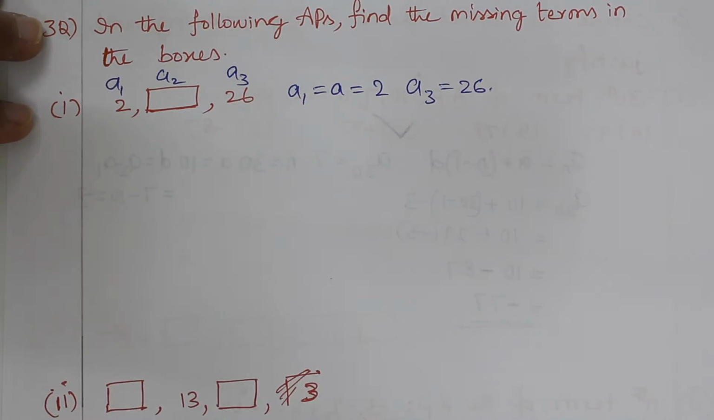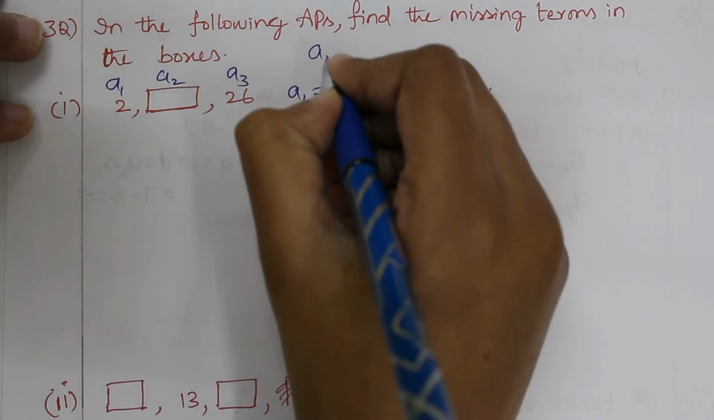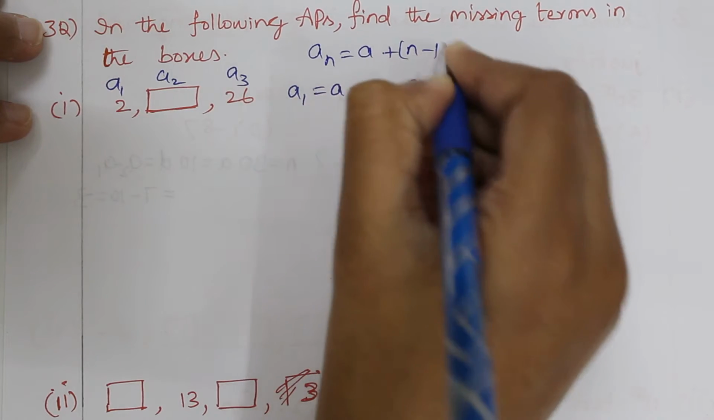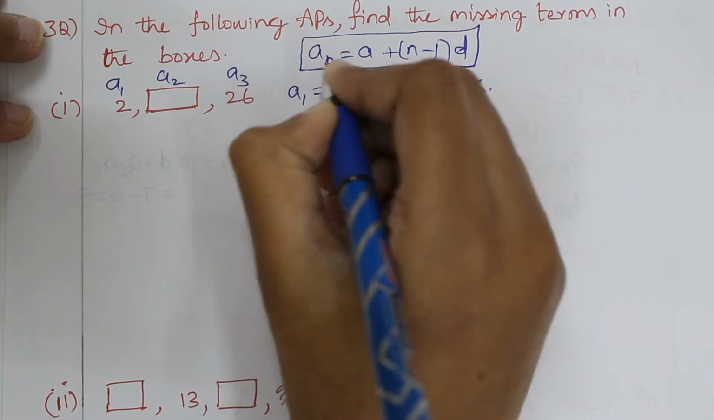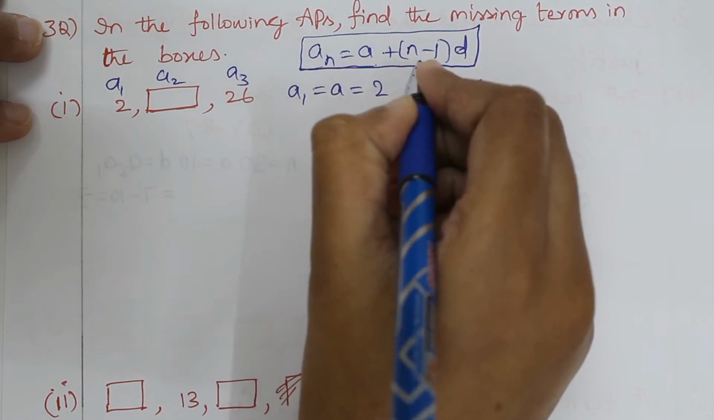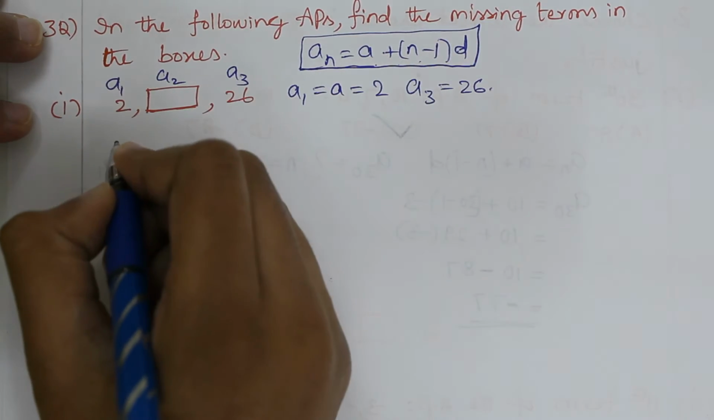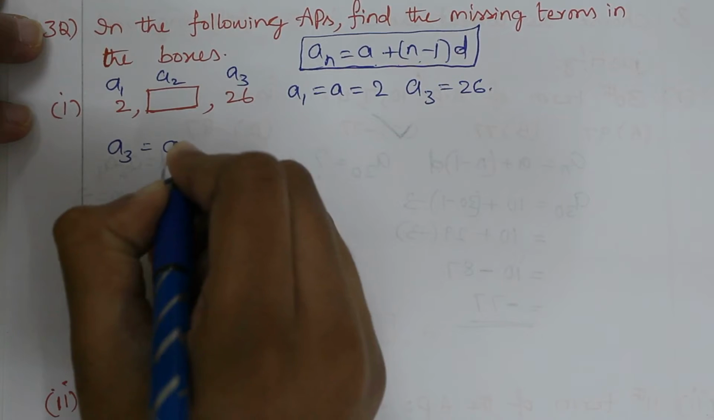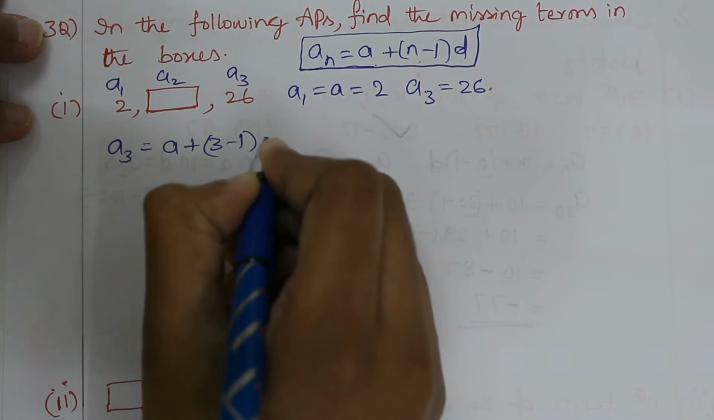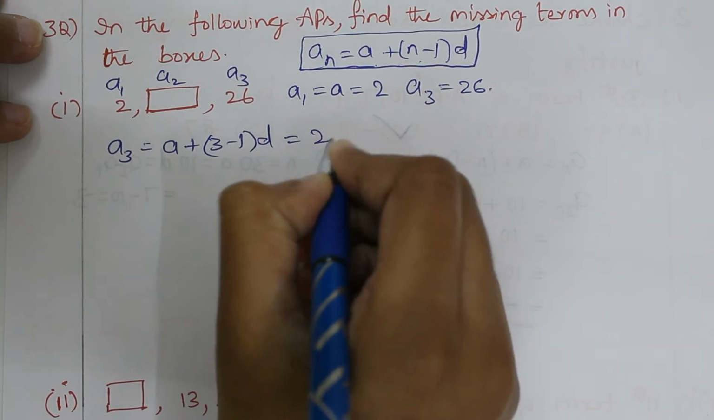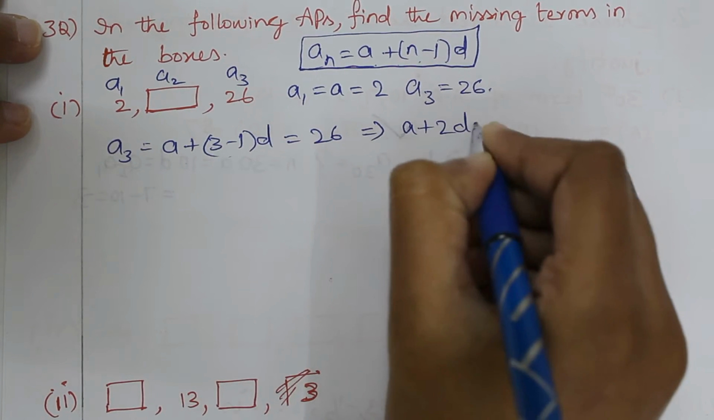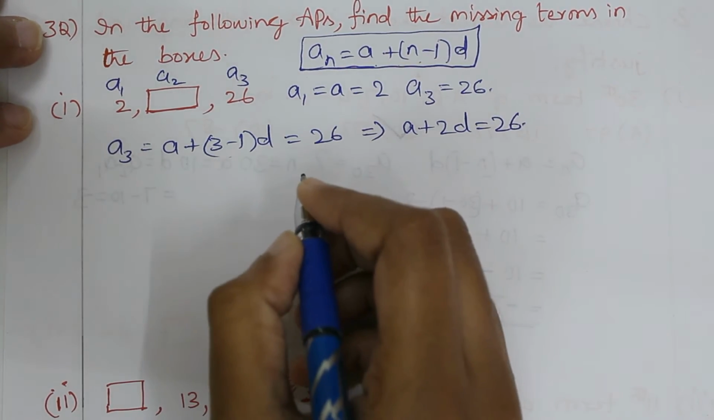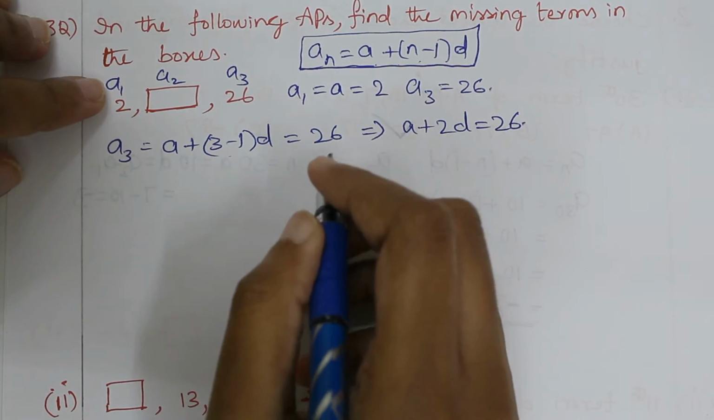For solving the problems in this question, we are going to use the formula An is equal to A plus (n minus 1) into D. In this equation, we will substitute the values and find out A3. So A3 becomes A plus (3 minus 1) into D is equal to 26. That implies A plus 2D is equal to 26. Now we will find out the value of D first so that we can find out A2.